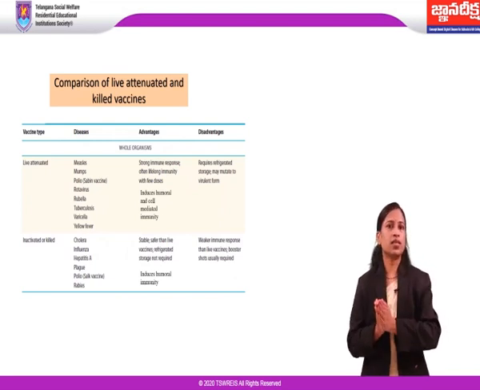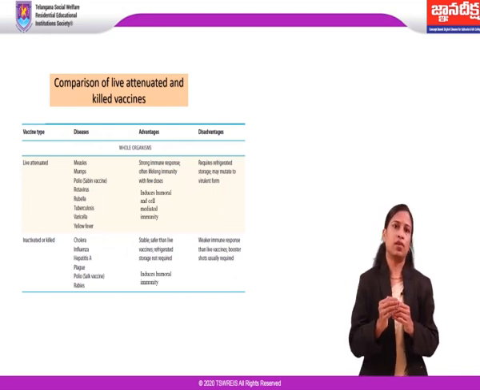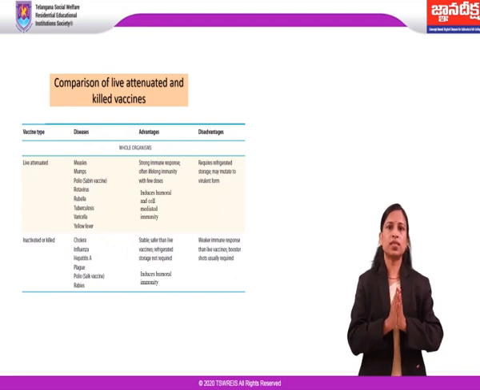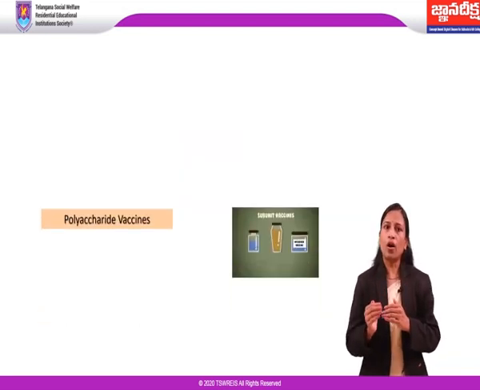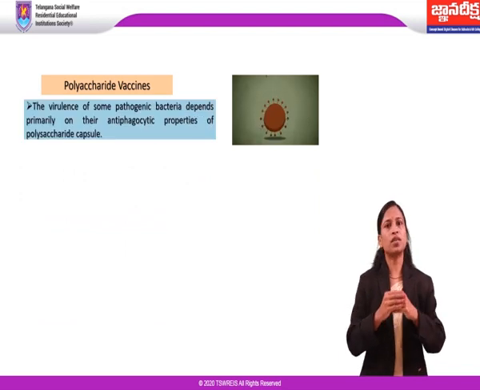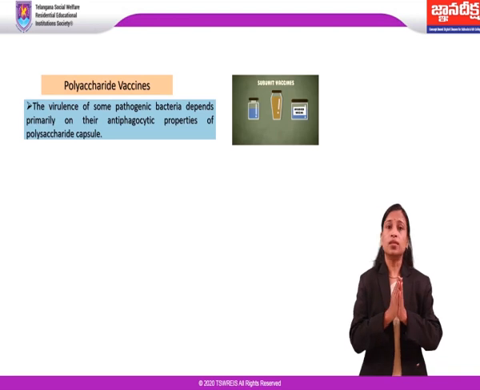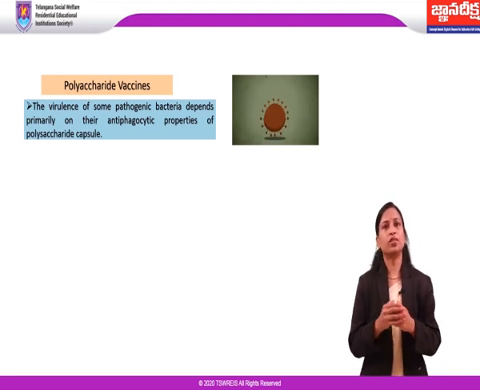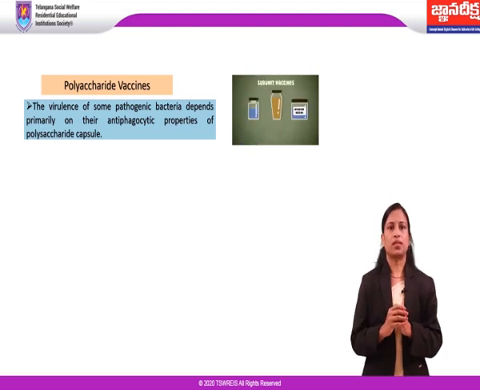To avoid the risks associated with these vaccines, a strategy was developed where only specific purified molecules such as polysaccharides or toxins or recombinant proteins derived from the pathogen are used. These are called subunit vaccines. Now, let's look into subunit vaccines.